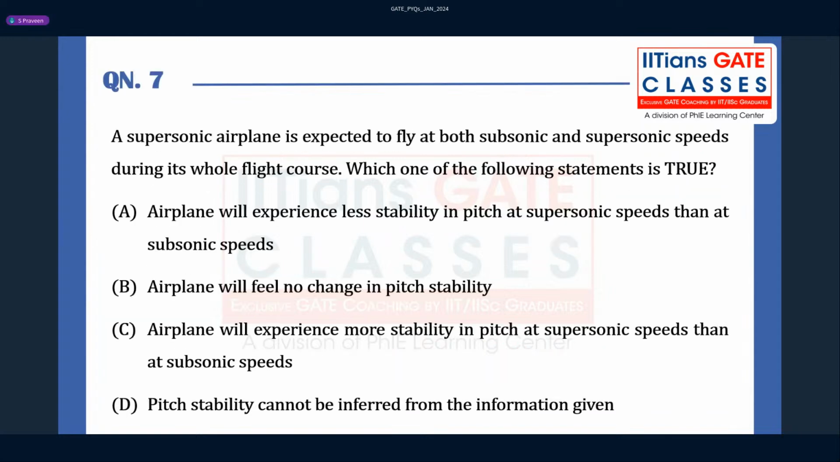A supersonic airplane is expected to fly at both subsonic and supersonic speeds during its whole flight course. Which one of the following statements is true? So we have four options. Airplane will experience less stability in pitch at supersonic speeds than at subsonic speeds. Airplane will feel no change in the pitch stability. Airplane will experience more stability in pitch at supersonic speeds than at subsonic speeds. And pitch stability cannot be inferred from the given information. So it is saying that it is expected to fly at both subsonic and supersonic speeds. Okay. So let's see.